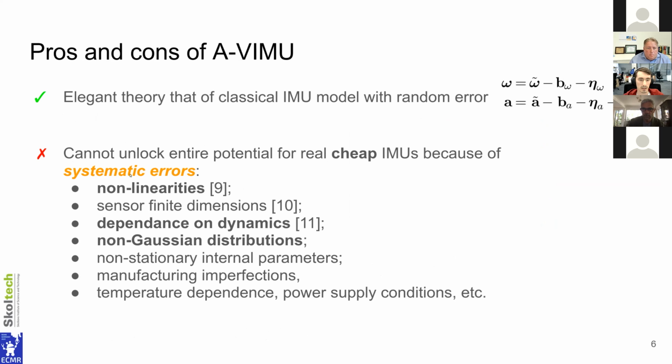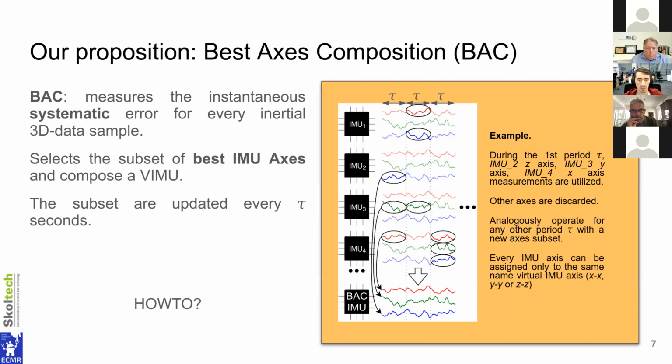These systematic errors are not preserved in this simple classical model. This can be nonlinearities, dependence on dynamics, non-Gaussian distributions, etc. In order to tackle the problem of systematic errors, we introduce this proposition. First of all, we measure this systematic error for different subsets of IMUs, and utilize not all of the IMU measurements, but only some part of them.